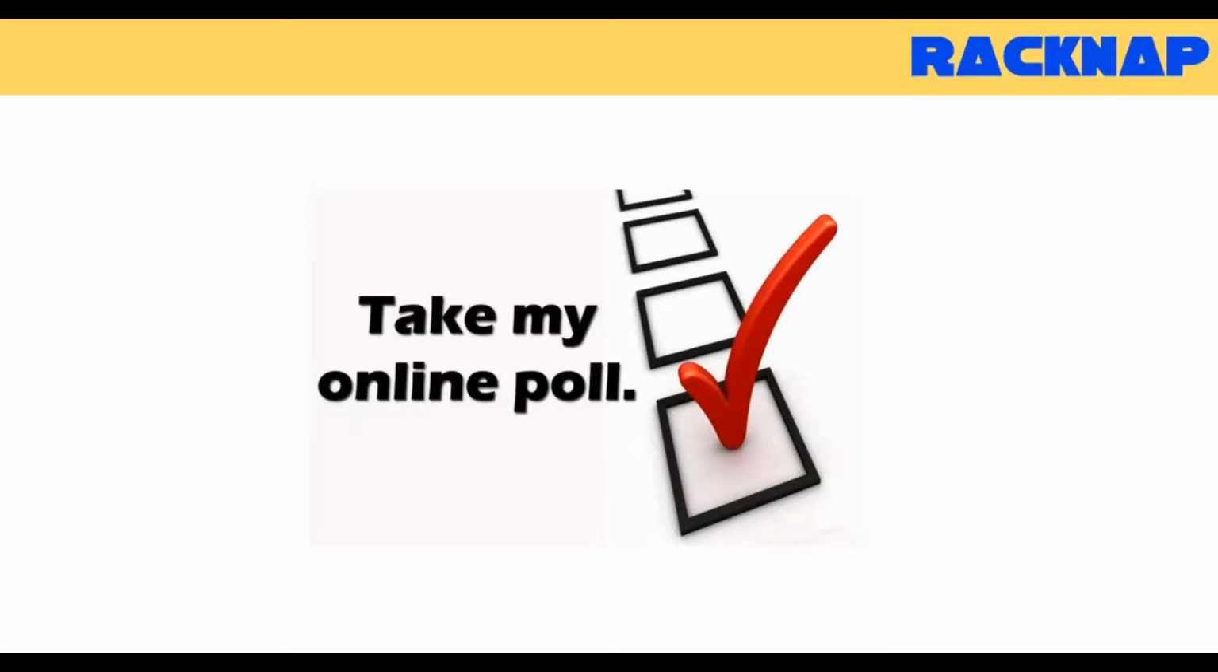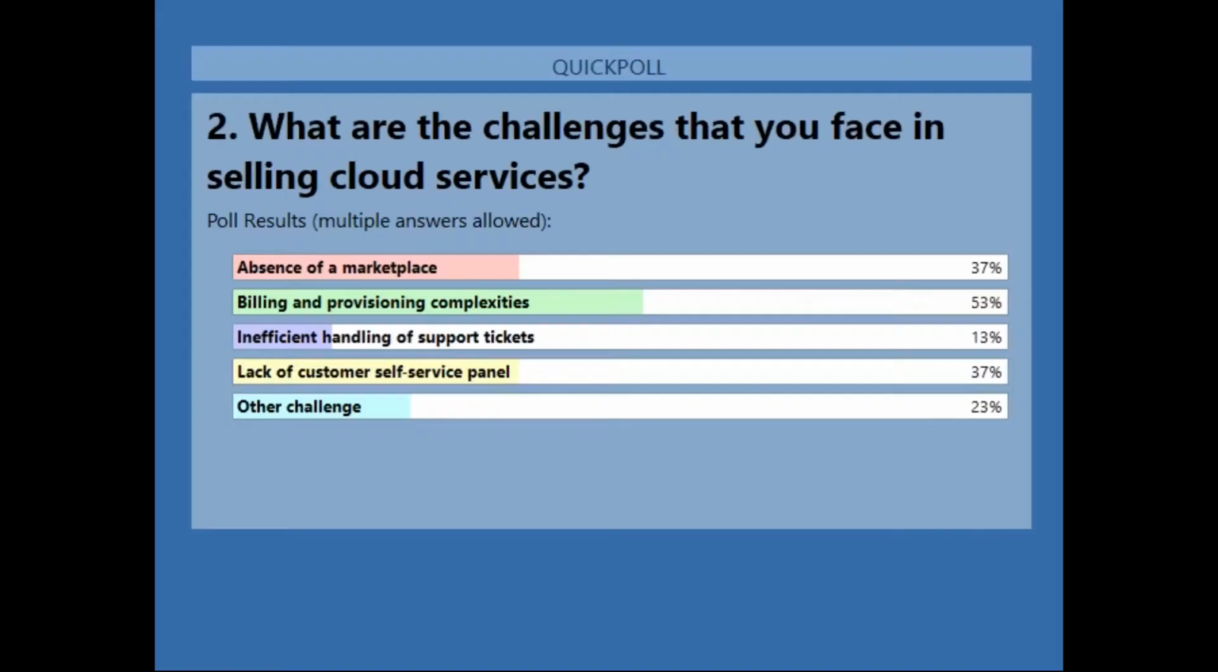Okay, a good proportion of the audience have voted now. So let's look at the results. I think this very much aligns with what we have been hearing all the way, which is primarily to state billing is the key challenge. Okay. Then subsequently, there is absence of marketplace and a lack of self-service portal comes in as well.